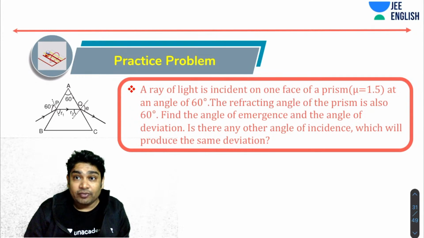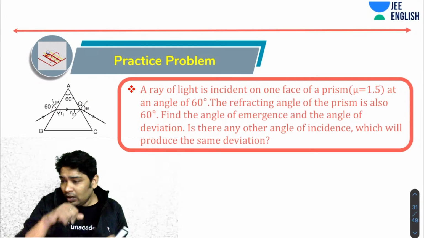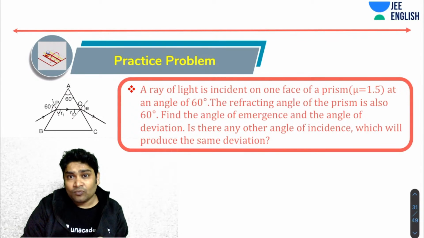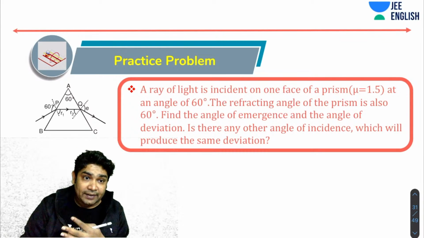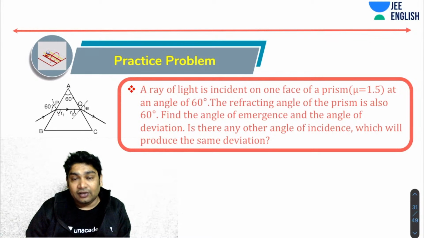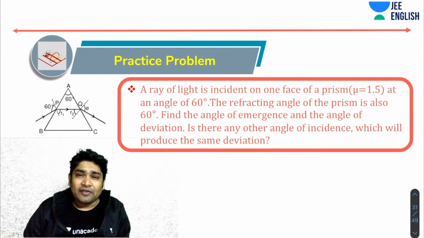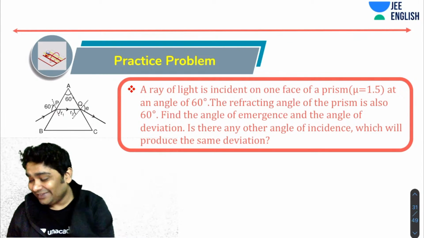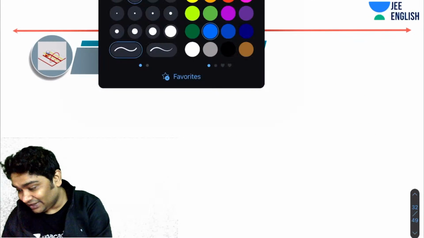Let's see. You've been told the I, you've been told the mu, and you have been told the angle of prism A. Now you're expected to find the angle of emergence and the angle of deviation. If you can find the angle of emergence, the angle of deviation is already known then. Essentially, you need to find the angle of emergence. So how would you have gone about this? Okay, so why don't I show you?